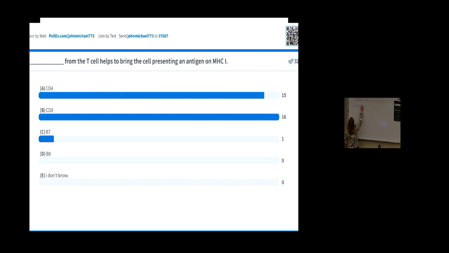MHC1 will be recognized by a CD8 because 1 times 8 equals 8. So a CD8 will not recognize an MHC2. It's very specific, and for an important reason. CD8 is a T killer. You don't want T killer cells going around and killing antigen presenting cells, which are the ones that are going to be using the MHC2s.